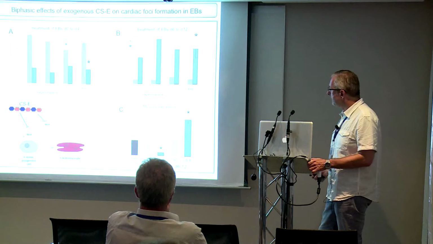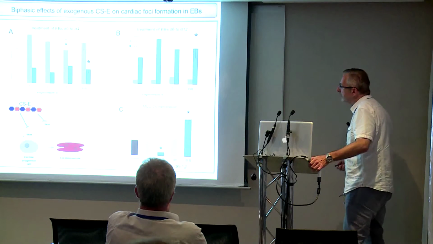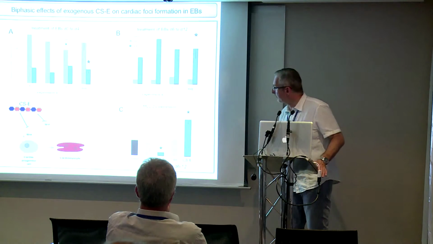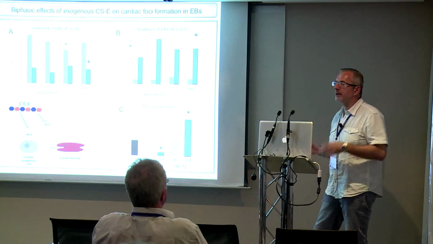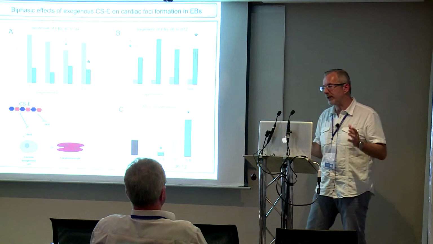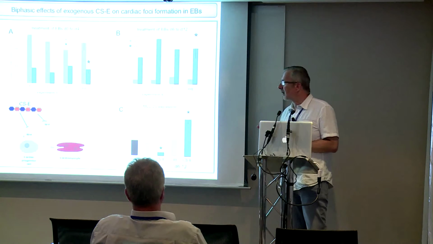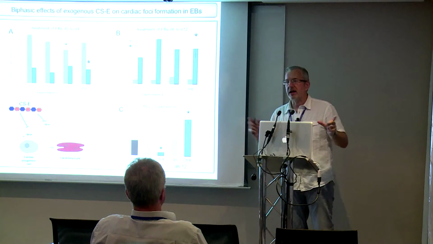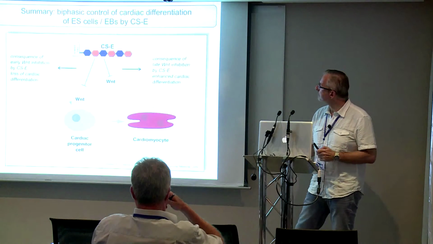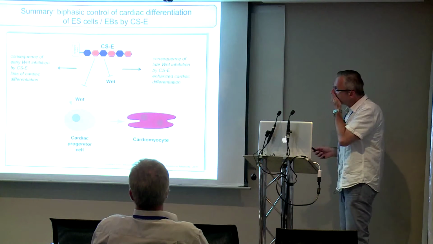If you treat late, you get a strong increase in MLC2V expression, supporting what I showed you here, again, the biphasic role of chondroitin sulfates, directing ES cell differentiation into the cardiac lineage, depending what time point you actually treat. Good. This is the summary.